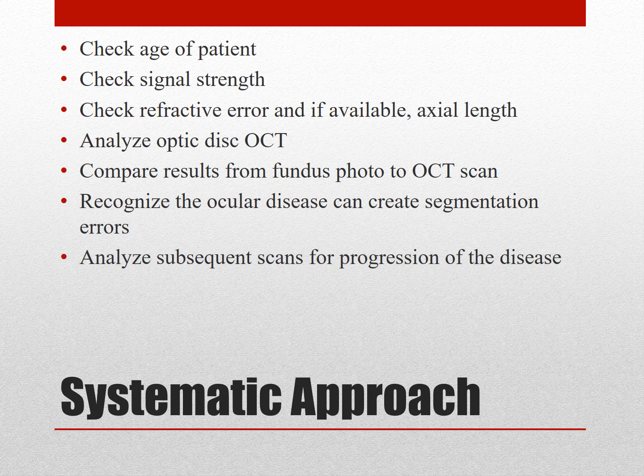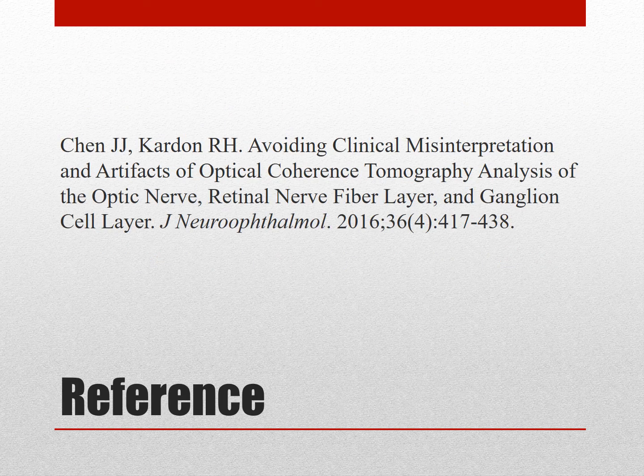Right, so that's basically it with OCT. I got all this information from reading a really good article. It's called Avoiding Clinical Misinterpretation and Artifacts of Optical Coherence Tomography Analysis of the Optic Nerve, Retinal Nerve Fiber Layer, and Ganglion Cell Layer. It's a really good read, check it out. But I pretty much summarized it here in this presentation.